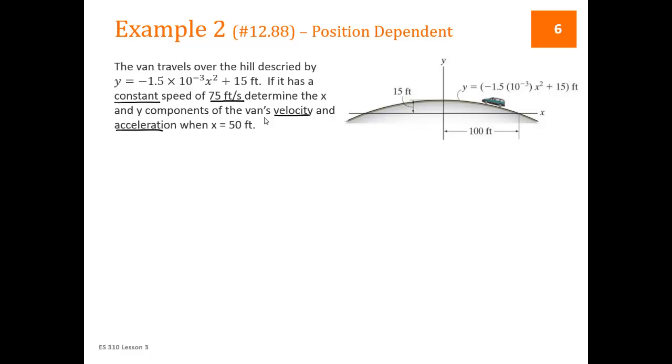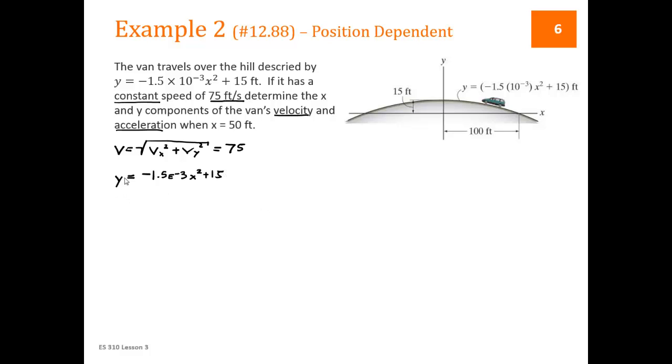So we will start by using this 75, right? So this is the speed. The speed is equal to the square root of the x part of the velocity squared plus the y part of the velocity squared. Those are the two things we're trying to find, and that is going to equal 75. All right, so this is one equation. We've got two variables we're trying to find. Now we need the other equation. Well, we're given a position, right? We're given the y part of the position as negative 1.5 e to the negative 3x squared plus 15.